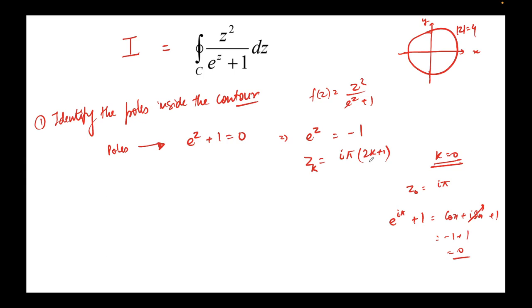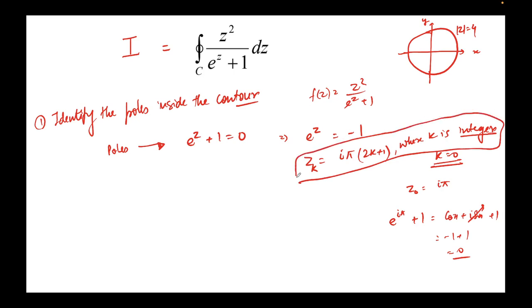So that's why I wrote k is an integer. Only odd multiples of pi, so i pi, 3 i pi, 5 i pi, and similarly on the negative side, minus i pi, minus 3 i pi, minus 5 i pi, only those will be the poles. So I identified the poles. These are the poles that I have identified.